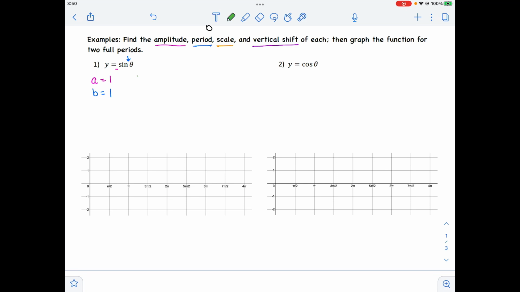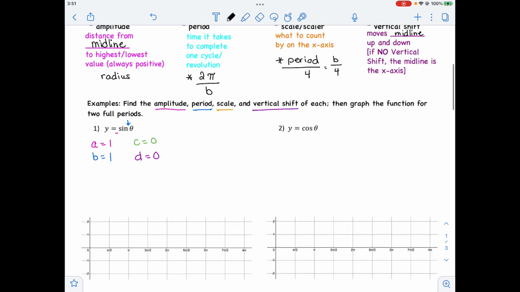For our c, we have 0. For our d, we also have 0. For our period to be in radians, we have to think about our 2 pi divided by b. The way to find our period, we do 2 pi divided by b. Well, our period is 1, so 2 pi divided by 1 is still 2 pi.